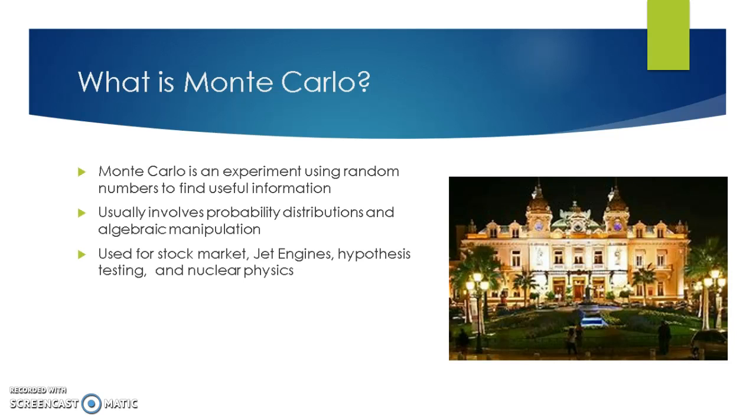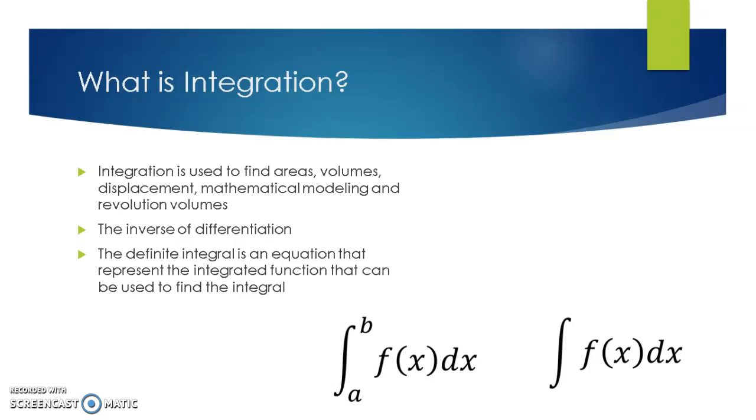So what that means is that it's often used to find new distributions. If you're unsure what your data's distribution is, you can use a similar distribution to find the new one. It's commonly used for stock market analysis, for jet engines, especially jet engine failure, hypothesis testing, and nuclear physics.